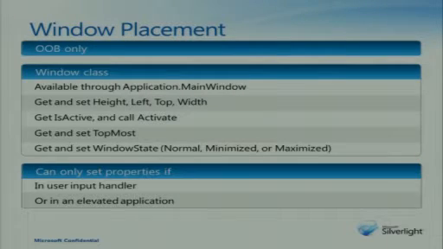There's also a topmost property that we can set to say we'd like our main window always to appear on top of everything else. And there's a window state property that lets us get access to whether the window is currently minimized or maximized or in its normal state. Now, unless you're running with elevated privileges, these operations will normally only be available to you either if you're in an input handler, or in the case of the window positioning properties, you can set those from the startup handler as long as you've enabled manual positioning of the window.